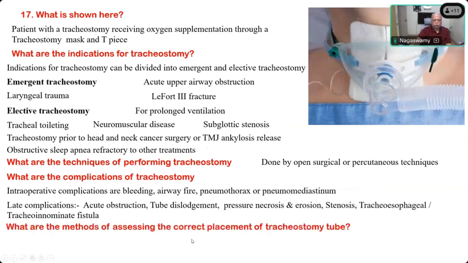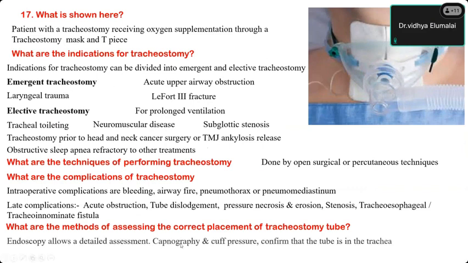What are the methods of assessing the correct placement of tracheostomy tube? By connecting onto the ventilator and checking for EtCO2 tracing, sir. Ventilator, capnograph. Endoscopy allows a detailed assessment. That is the first and foremost very objective evidence. Capnography and cuff pressure confirm the tube is in the trachea.